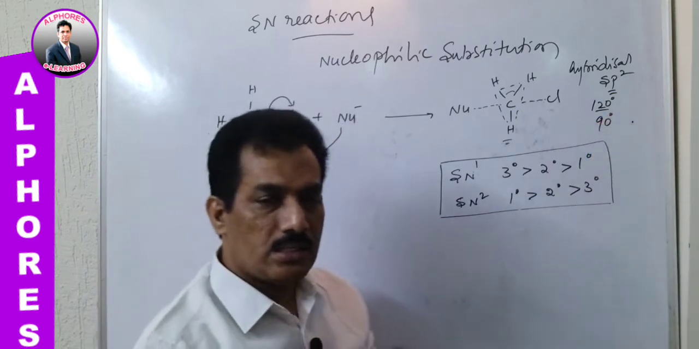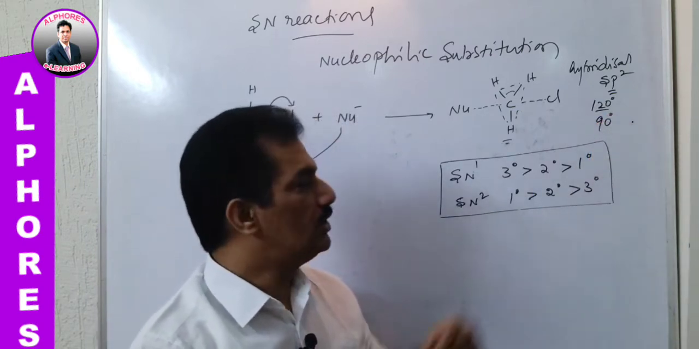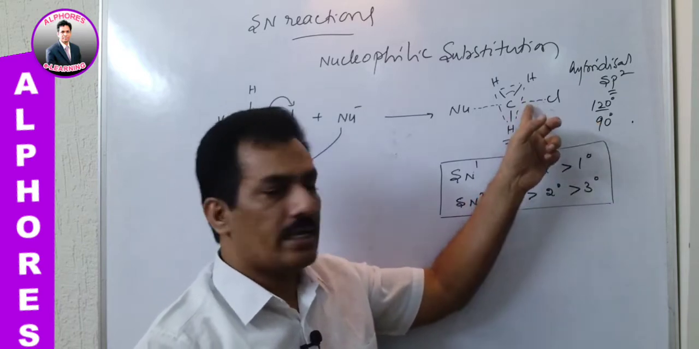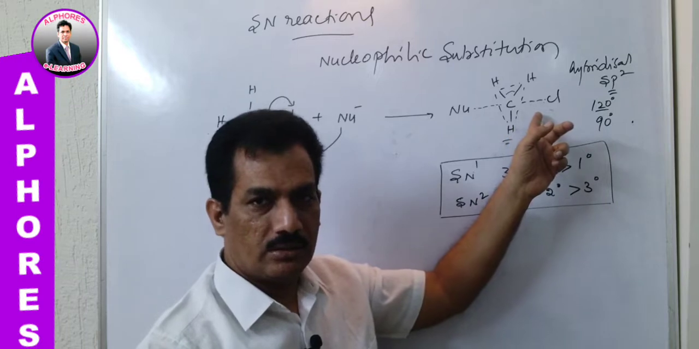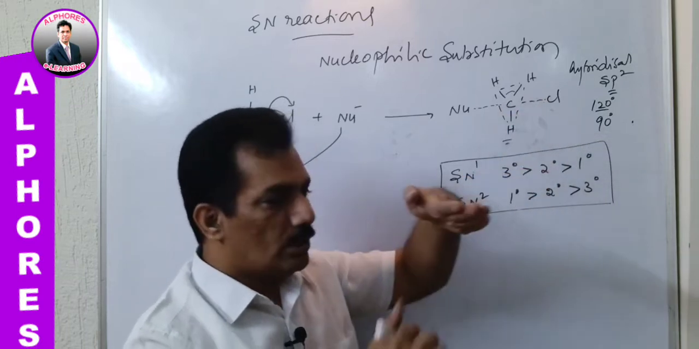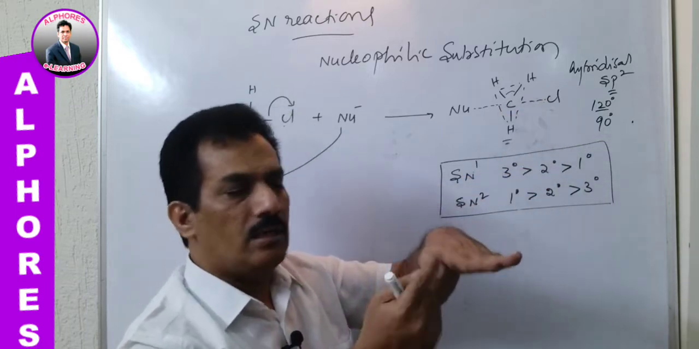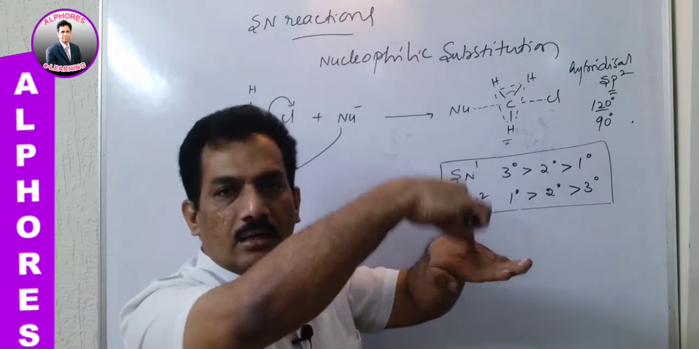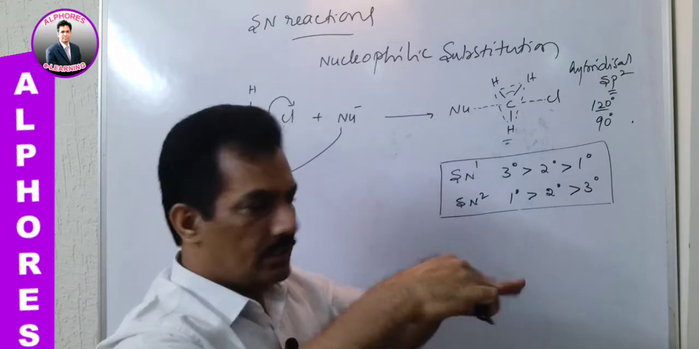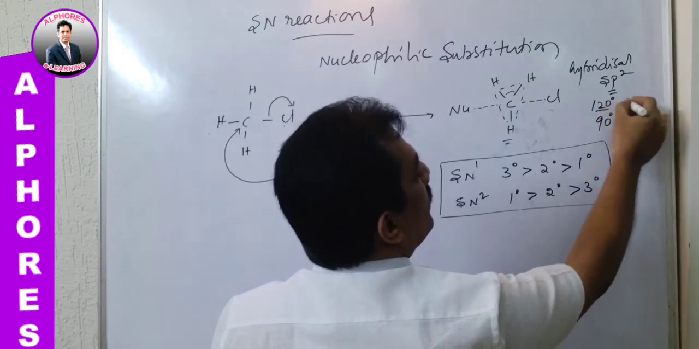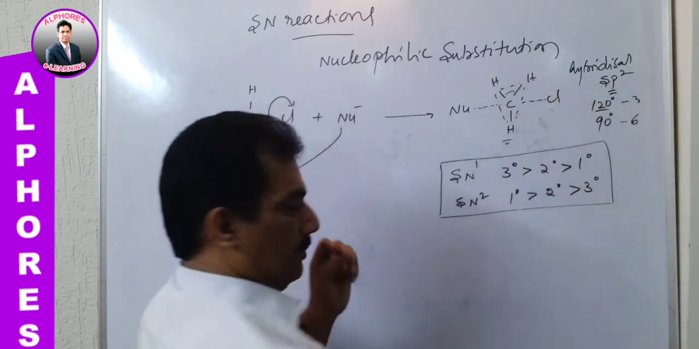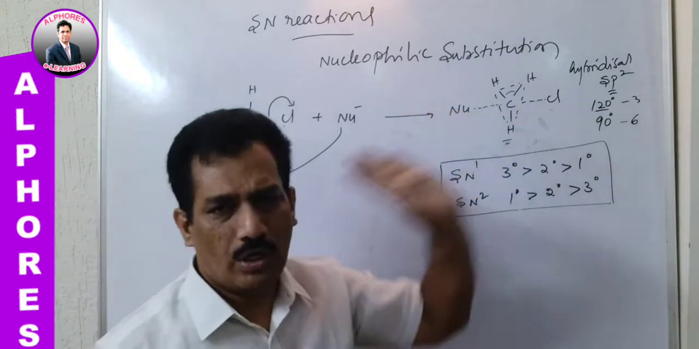In a previous competitive examination, they asked how many 90 degree angles are present in this. I think if you are perfect in the subject, you can answer this. From the bottom side 3 times 90 degrees, and from the upper side 3 times 90 degrees. Totally, 90 degree angles are 6 and 120 degree angles are 3 within the same plane. Okay, that is about the bonding nature.